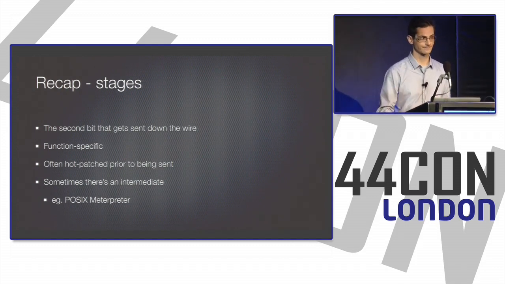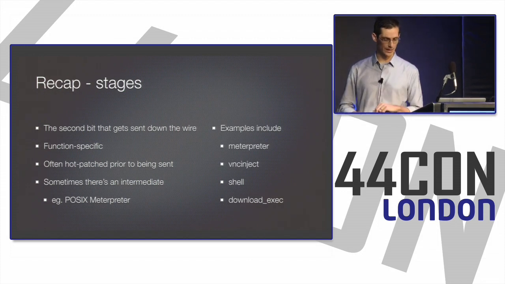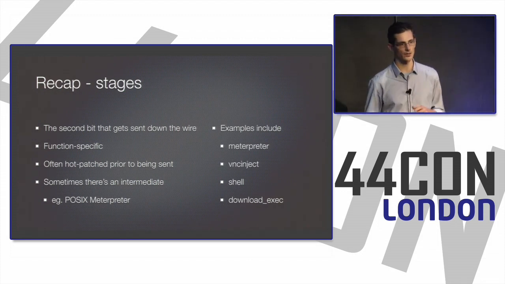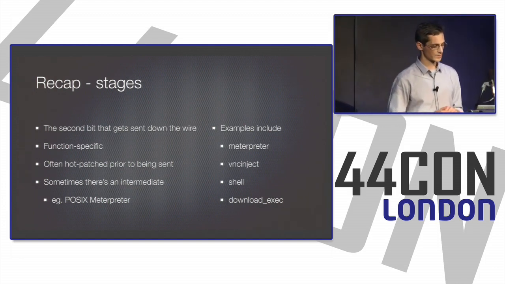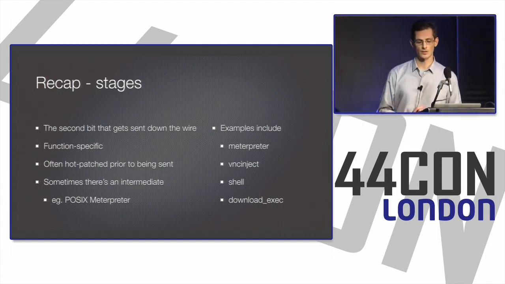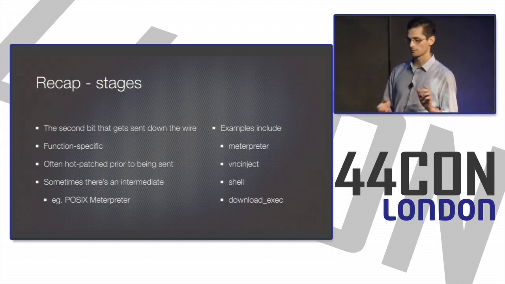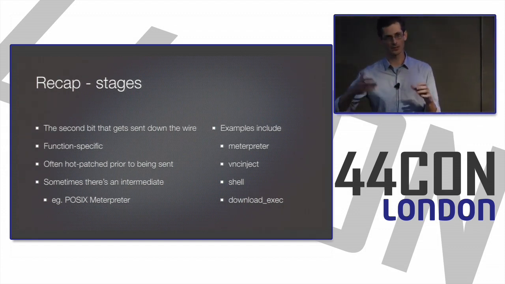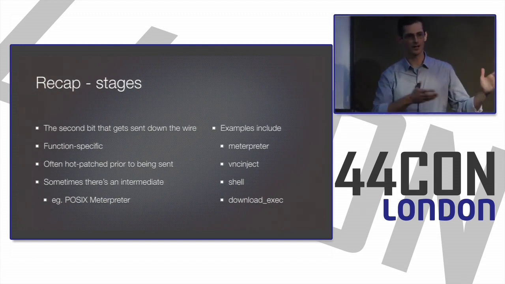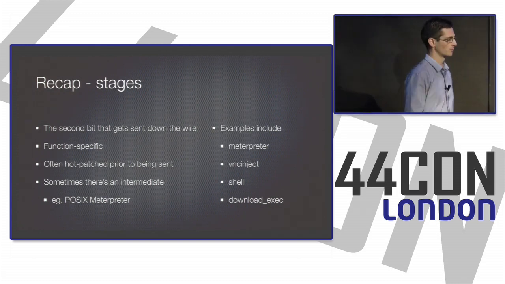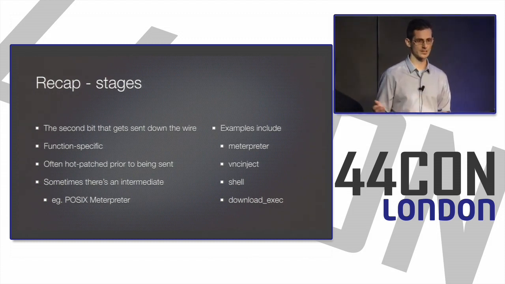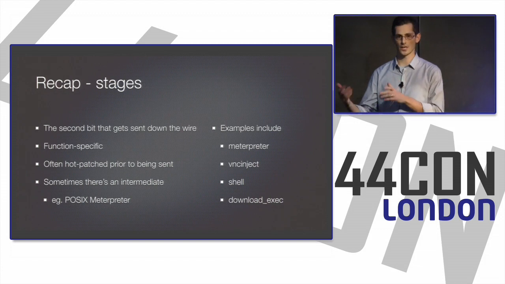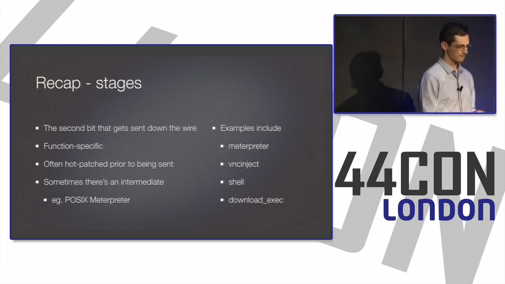We're all good? Awesome. Okay, so example stages are Meterpreter, VNC inject, shell, things like download and execute. And there's a bunch of other ones, but they're effectively the stages. So you're probably used to typing in, set your payload to platform, slash, stage, slash, stager. So that's the format, right? So windows/meterpreter/reverse_tcp, saying platform, we're saying we want the Meterpreter stage, and we want our stager to be reverse TCP. Okay?